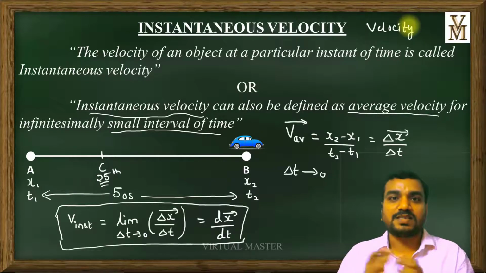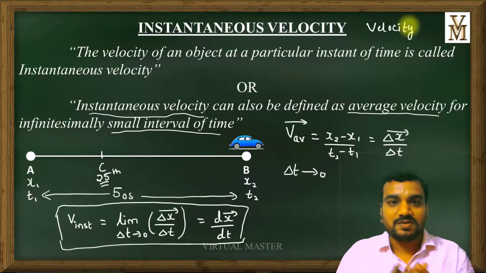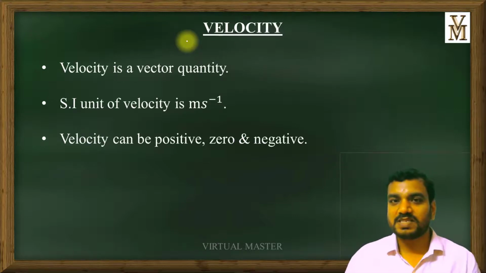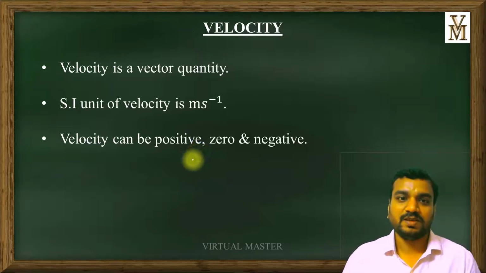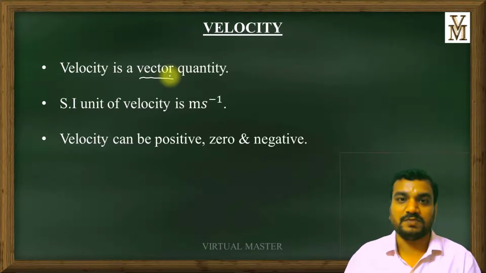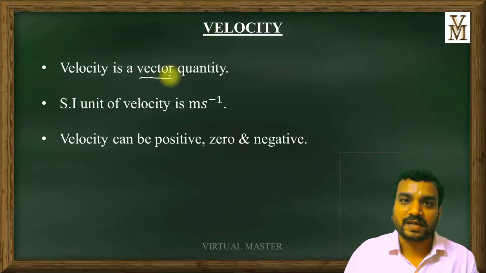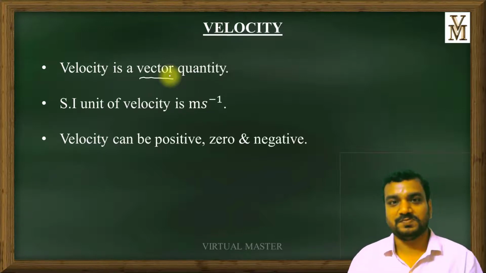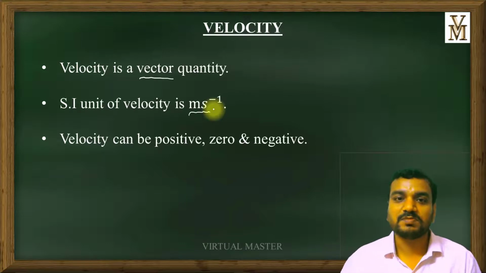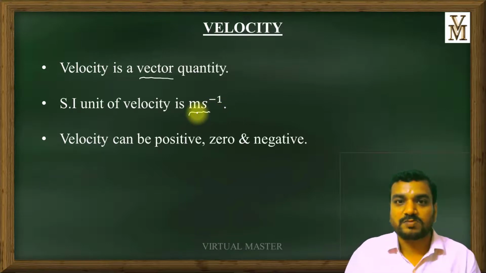Now let us discuss the difference between speed and velocity. Before discussing the difference between average speed and velocity, first let us discuss a few important properties of velocity. The first one is that velocity is a vector quantity, which means velocity has both magnitude as well as direction. The second one is that the SI unit of velocity is meter per second. So the velocity of an object is expressed in meter per second.